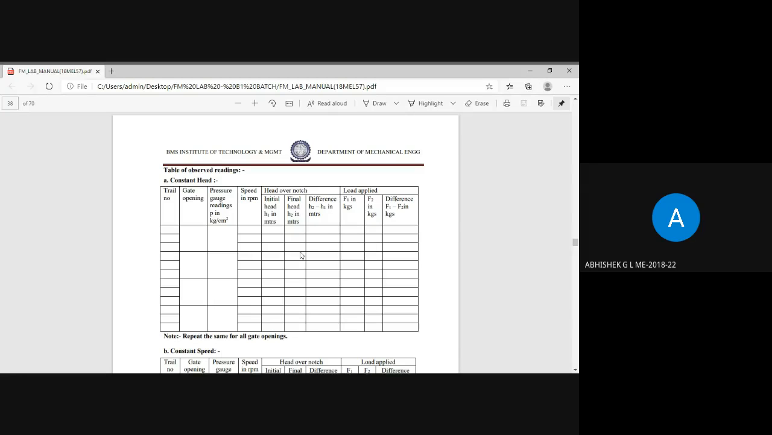Okay. Can I give two also, opening only, for constant head and constant speed? Okay, totally you can do it.